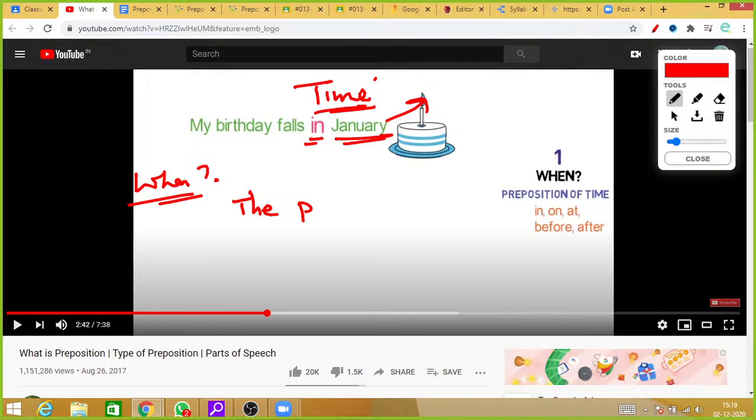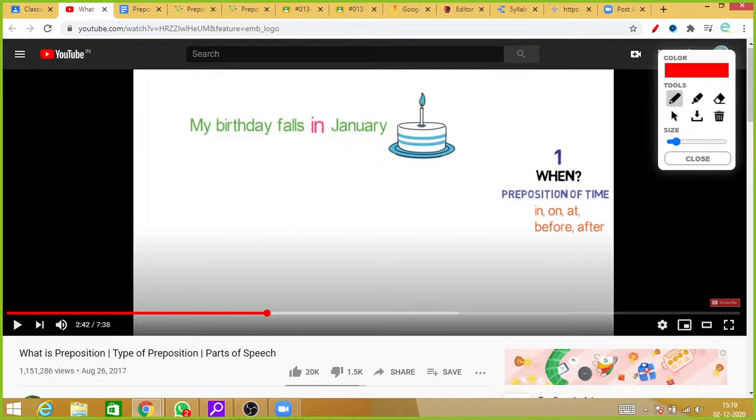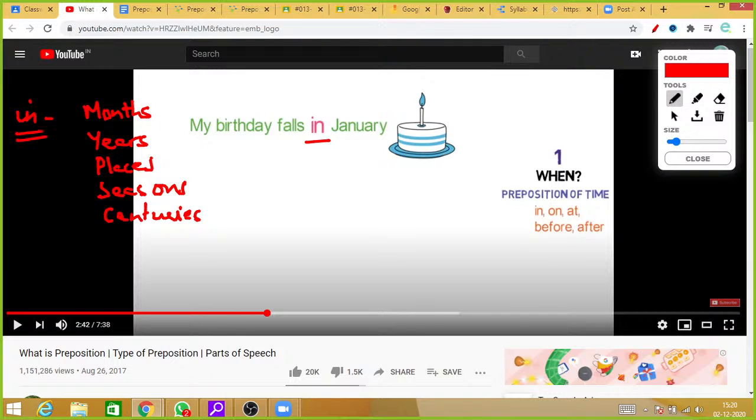That is time, that is place. I am talking about when we use in. Okay, let me explain again. So, in is used when we are talking about months, years, places, seasons, centuries. Then we use this word in, because months, years, this place is actually in Noida.